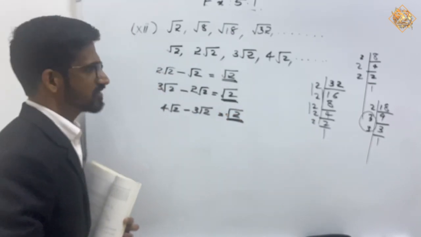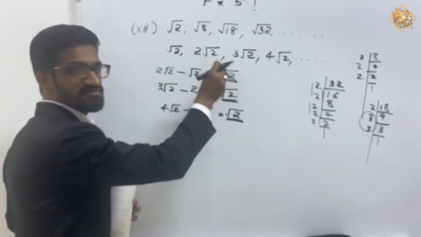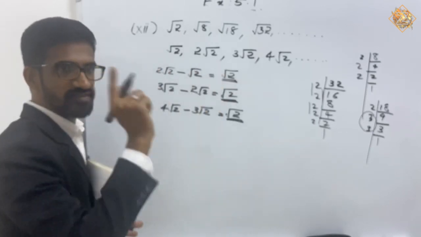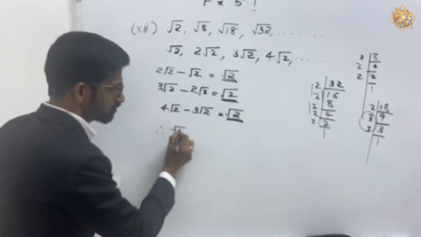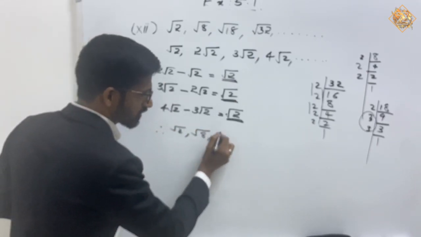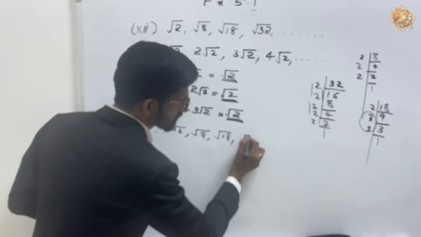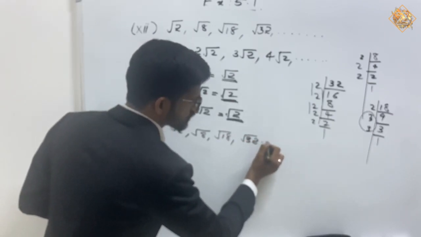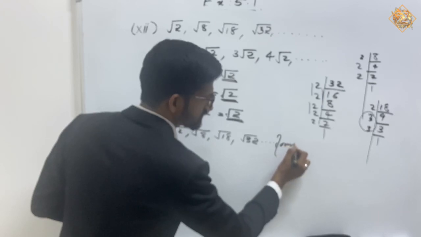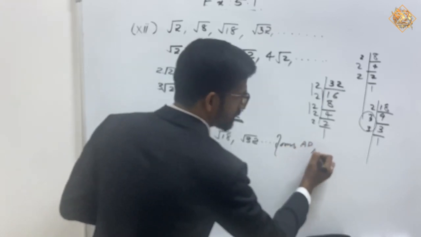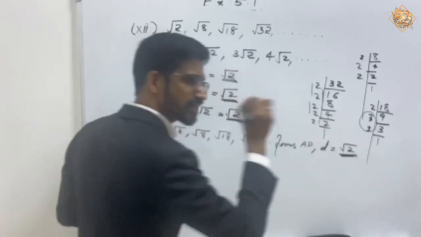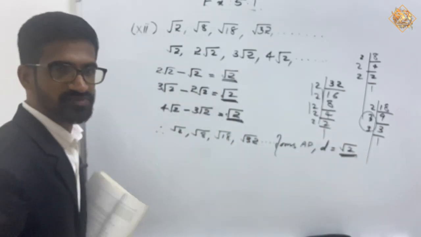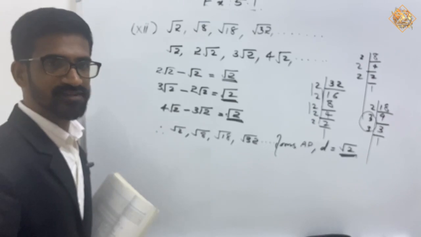Is it clear, students? Now we found the difference between each successive term. Here it is a fixed number. Therefore root 2, root 8, root 18, root 32, etc. forms an AP with common difference. Here d is what? Root 2. If so, find the next 3 terms. So you can try yourself, isn't it, students?